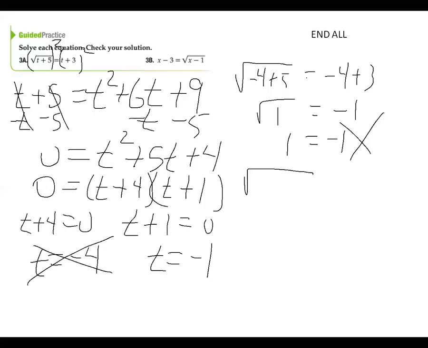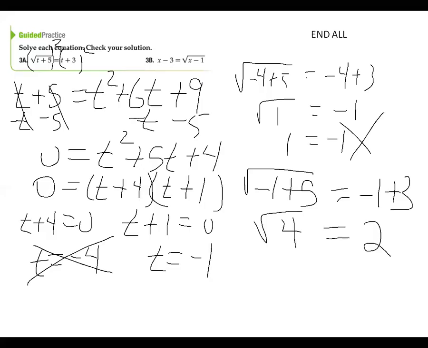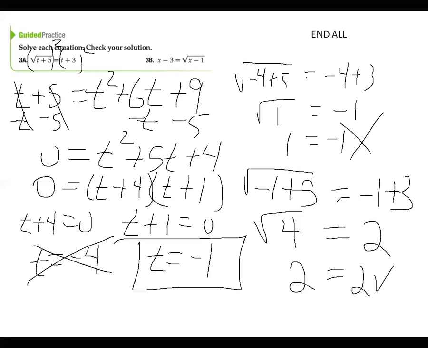So if I check negative 1, so negative 1 plus 5 in the square root, does that equal negative 1 plus 3? So this would give you square root of 4, and this would give you 2. And square root of 4 is 2, and 2 equals 2, so that's good. So t equals negative 1 is the only solution, and t equals negative 4 is the extraneous one.